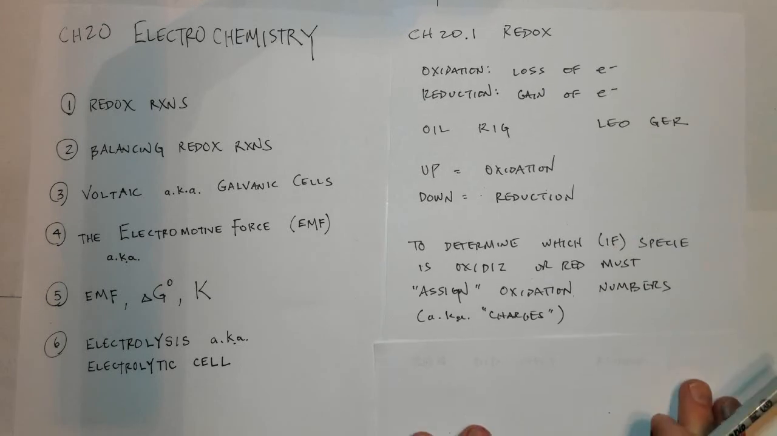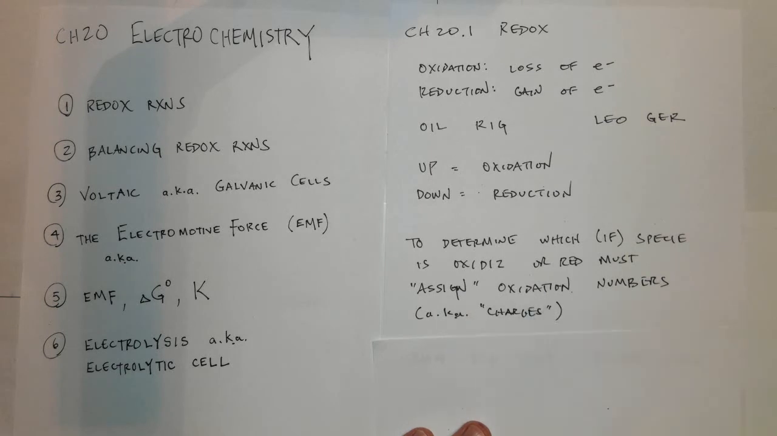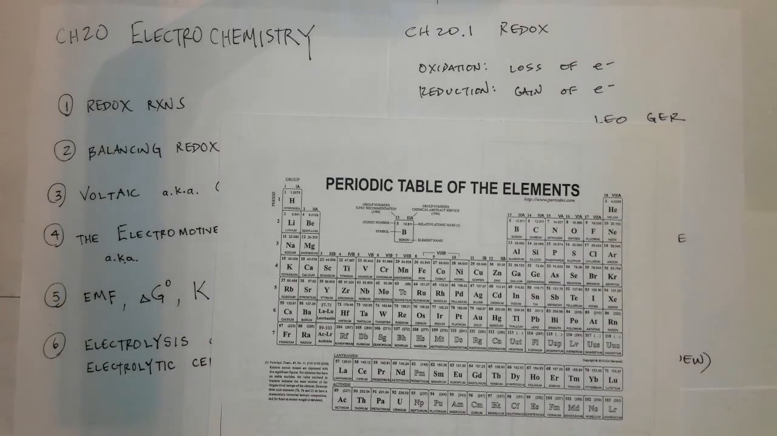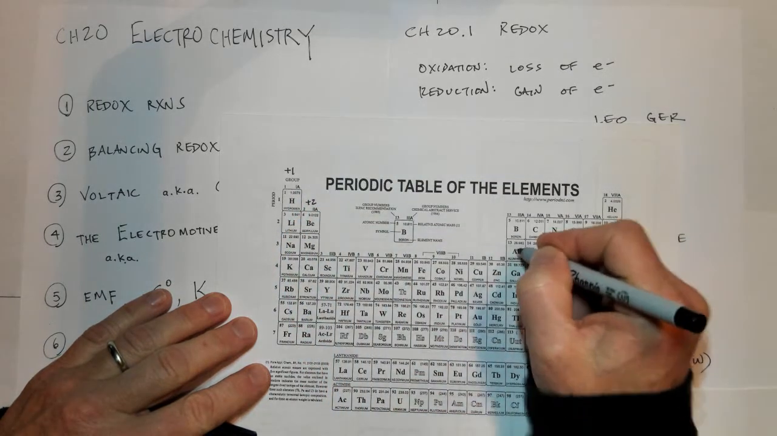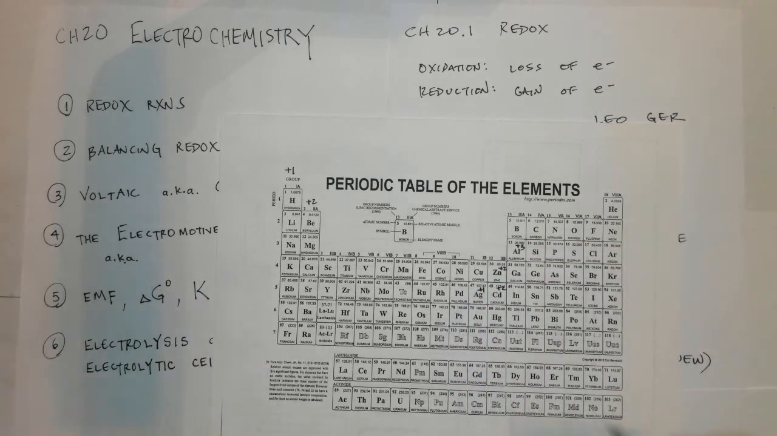To determine which species is oxidized and or reduced, we must assign oxidation numbers, aka charges. And you've actually done some of this or seen these things before. First of all, if you've had Chapter 4 before, like you took the class before this, then you definitely assigned oxidation numbers and determined whether something was a redox reaction or not. But even if you haven't, on your periodic table you've assigned oxidation numbers, knowing that this group is +1, this group is +2, aluminum's always +3, zinc's +2, cadmium's +2, silver's +1. Those numbers, those charges, are oxidation numbers.